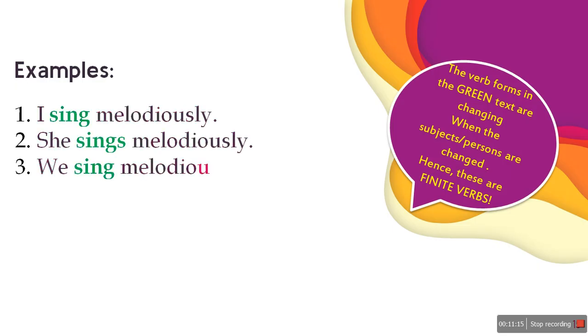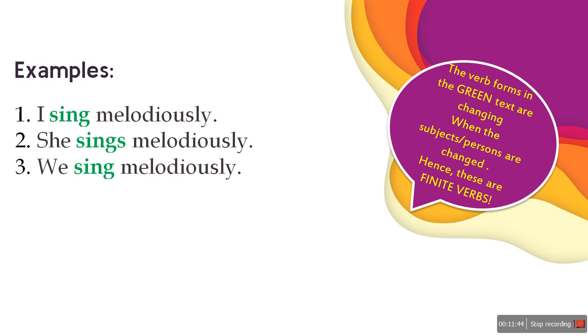I sing melodiously. She sings melodiously. We sing melodiously. In example 1, the verb is sing. In example 2, the verb is sings. So, first one sing, second one sings. The form of the verb is changing when the subject is changed. In the first sentence, the subject is I. Second, she. I change the subject, the person is changed, the verb is changed.